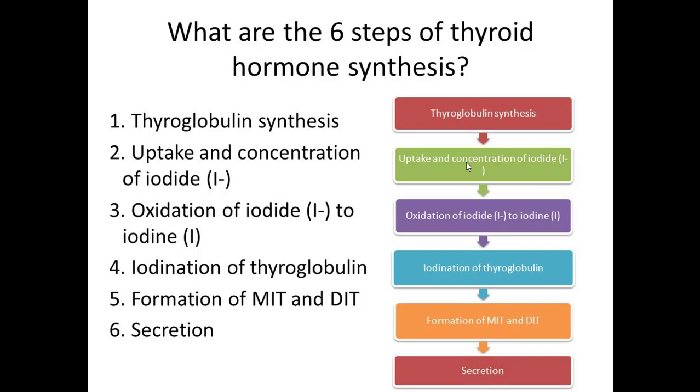Now, to write down the things, you must know the steps. Number 1, thyroglobulin synthesis by the ribosomes, then uptake and concentration of iodide by the sodium iodide symporters, then oxidation of iodide to iodine molecule, then iodination, or actually the organification of the thyroglobulin, and then the formation of MIT, DIT, and at the same time T3, T4, and ultimately the secretion of T3 and T4. So dear students, this was all about the synthesis of T4 and T3.